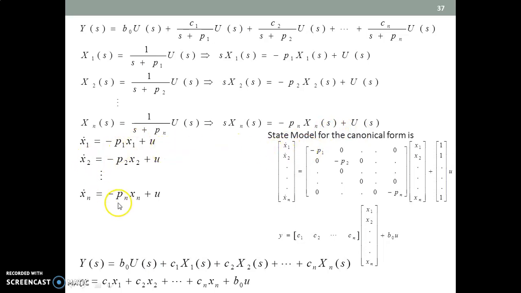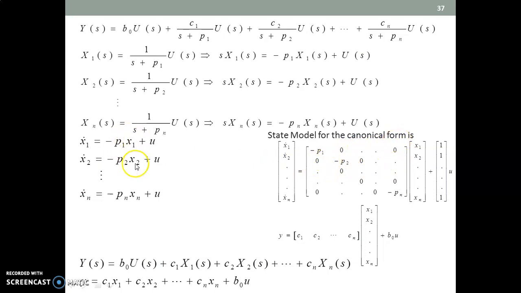Similarly the second and last also the same: xn dot equal to 0 into x1 plus 0 into x2 and so on, 0 into xn minus 1, right? Plus minus pn into xn plus 1 into u. This is the final expression. So this is the state equation for the diagonal canonical form.